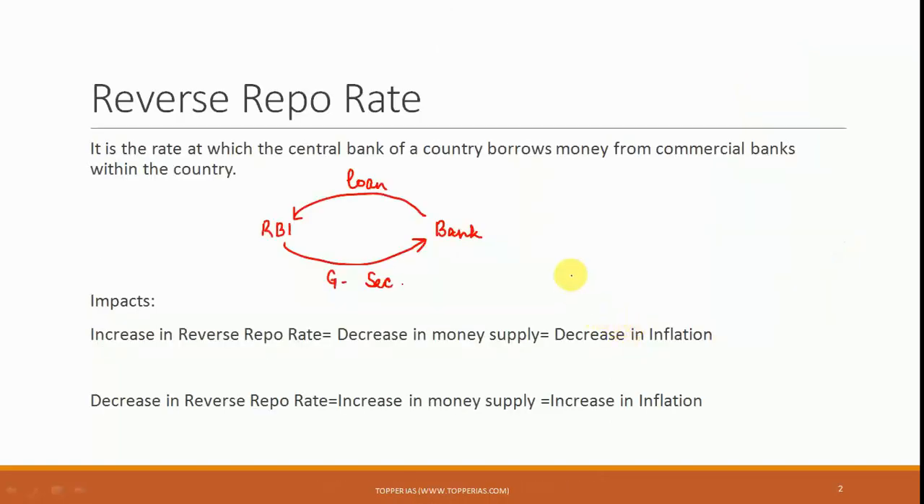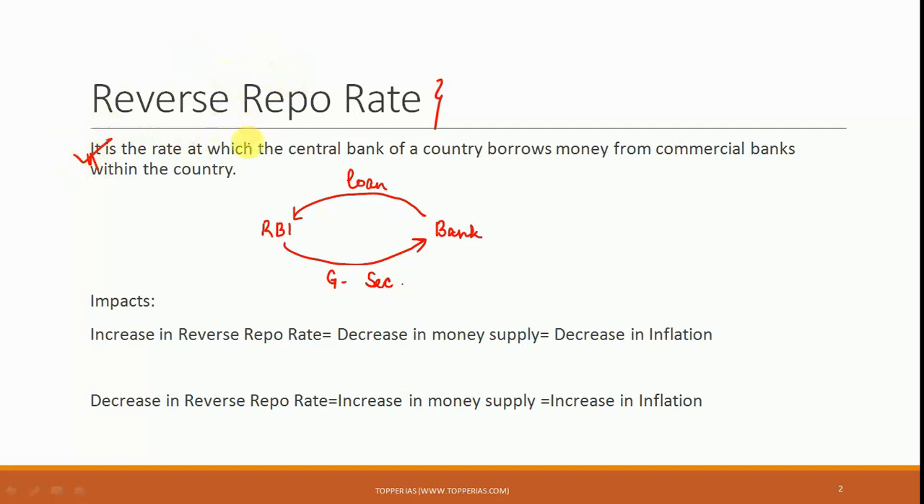The topic for today is reverse repo rate. Now, once we've discussed repo rate, obviously the second monetary policy instrument is the reverse repo rate. Now, coming to the definition, as the word itself is reverse repo, then obviously this is the opposite of repo.